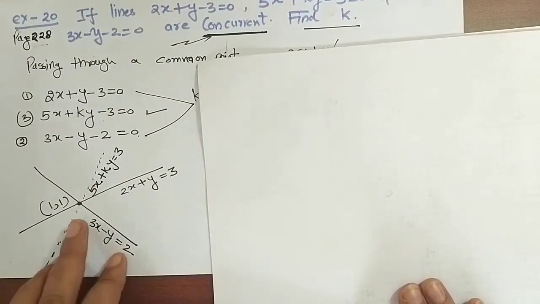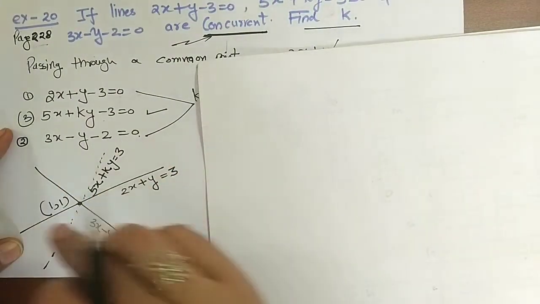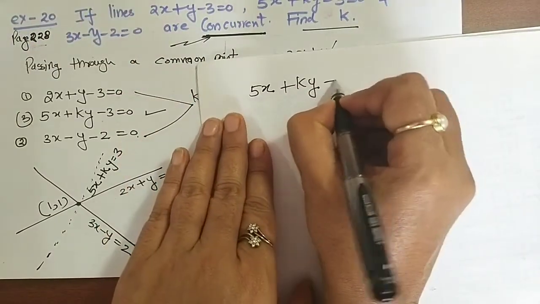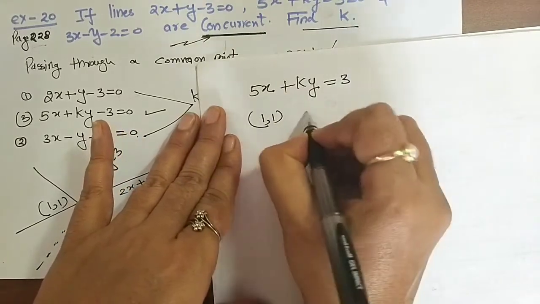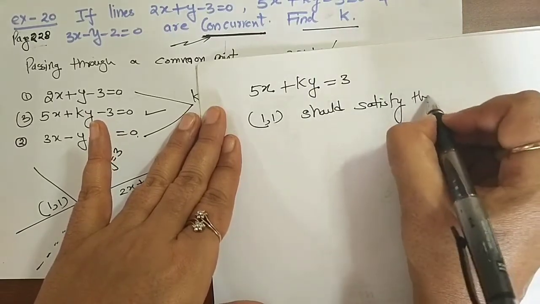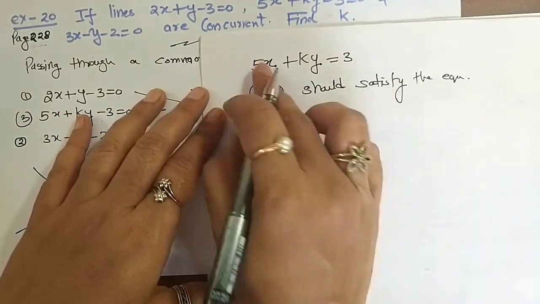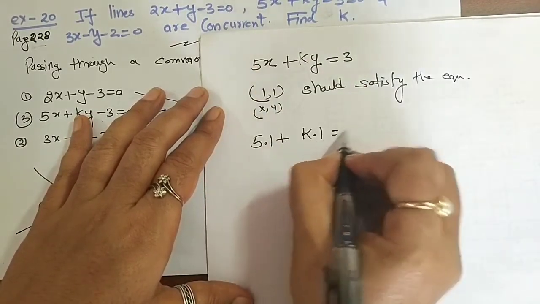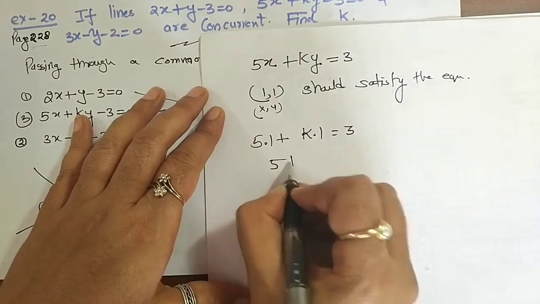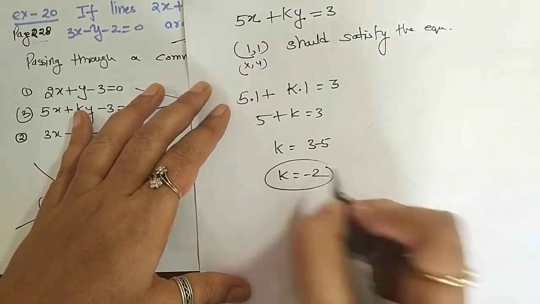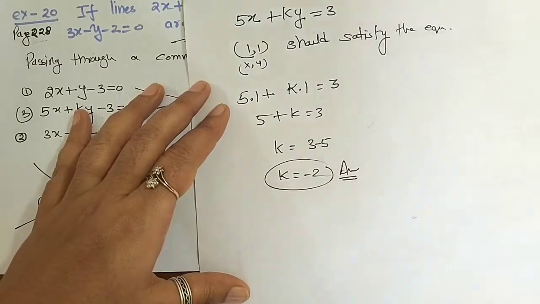Understood? So what I am saying is, if this line is passing through, see this line, 5x plus ky is equal to 3, what will happen? 1, 1 should satisfy the equation. Okay, the equation. So let me put 1, 1 here. This is x comma y. So 5 into 1 plus k into 1 is 3. So it is nothing but 5 plus k is 3. So k will be 3 minus 5. So that means k is minus 2. This is my answer.